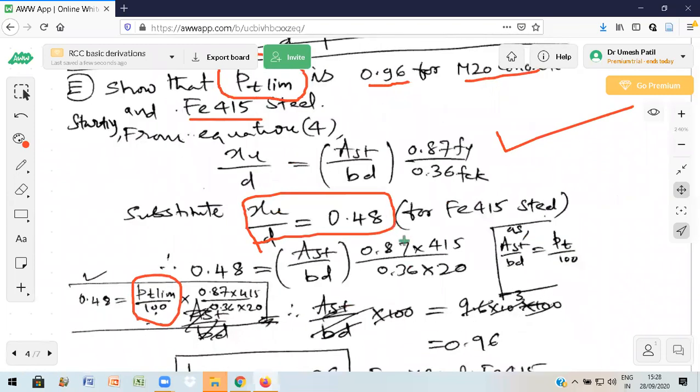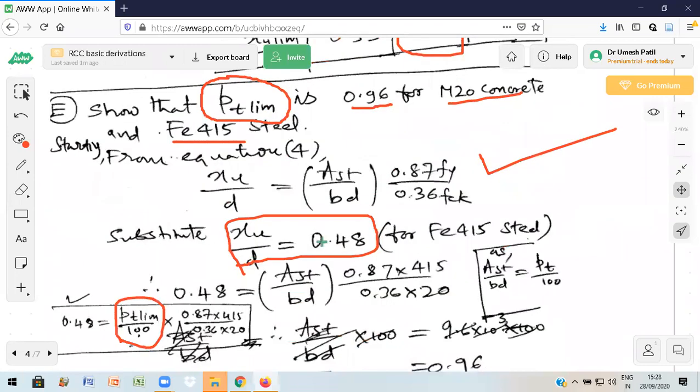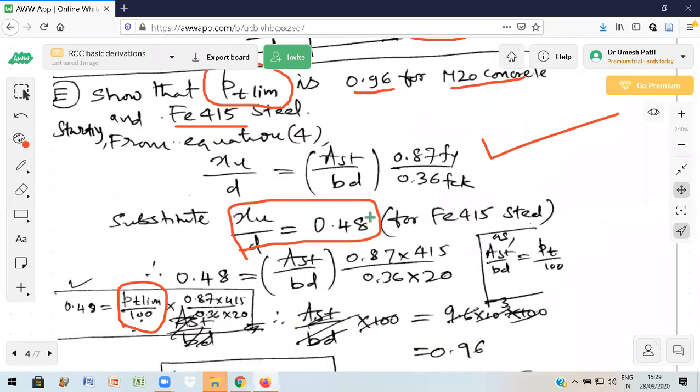So Fe250 means XU by D value will be different. See here. For Fe250, XU by D is 0.53. It means I have to change this number. The rest all is same. Wherever 415 is there, you substitute 250, because M20 is given once again. So what are the changes that you should make here? Observe this one.